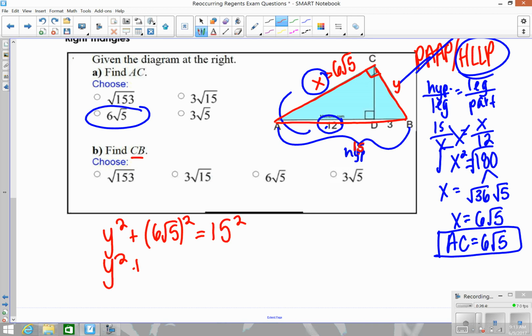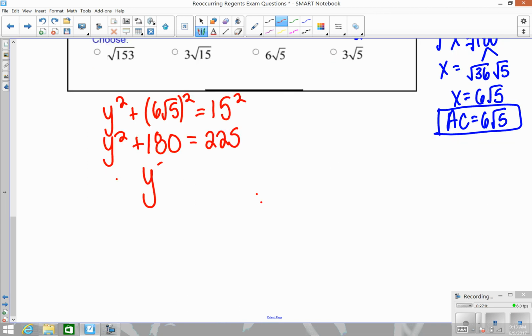So y squared plus, now this you need to type in your calculator in parentheses, or you need to think of it as you're squaring each part. So you get 180 equals 225, and then subtract 180, so you get 45, and again, square root it, break it down. So you have square root of 45.